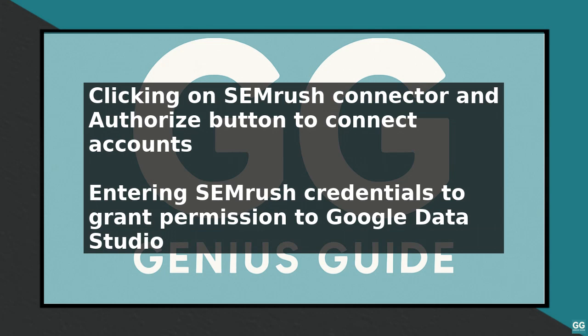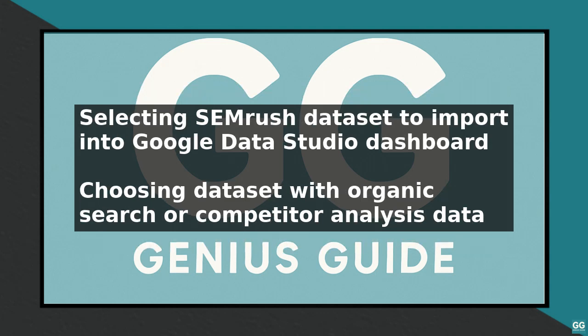Once you have authorized the connection, you will be redirected back to Google Data Studio where you can select the Semrush dataset you want to import. Choose the dataset that contains the data you want to visualize in your dashboard, such as organic search data or competitor analysis data. After selecting the dataset, you will need to configure the data source by selecting the specific metrics and dimensions you want to import.